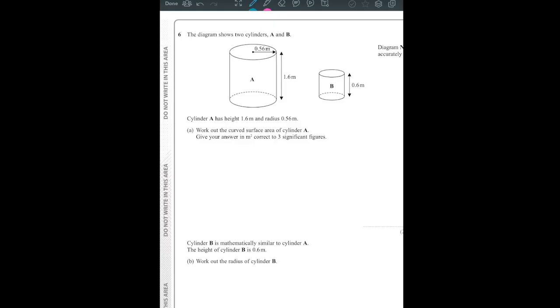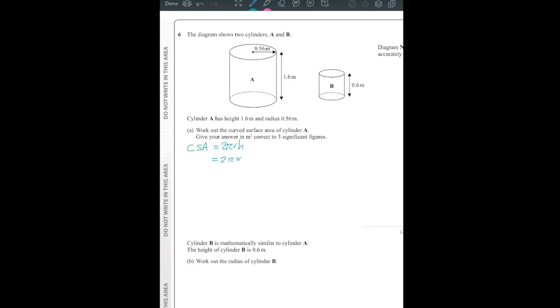So I've got 2 cylinders. Cylinder A has some dimensions. Work out the curved surface area of cylinder A. So it's not immediately similarity. So curved surface area formula is 2 pi RH. That's on that formula page. Do flick back and check.